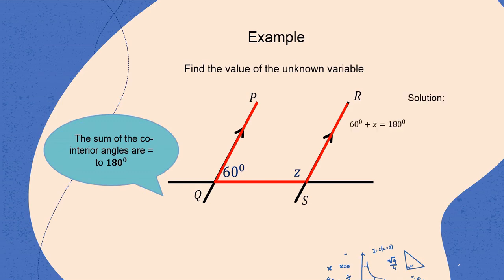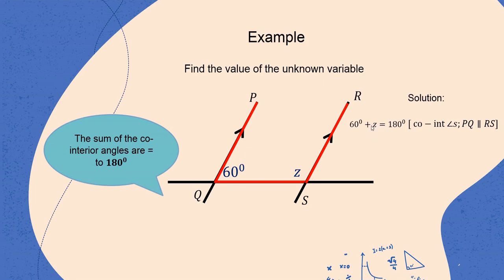Therefore, in our case, the co-interior angles are 60 degrees and the unknown angle Z. So 60 degrees plus Z is equal to 180 degrees. And we always have to give a reason. We know this because it is co-interior angles, and which lines are parallel to each other? It's line PQ and RS. Therefore, our reason will be co-interior angles, PQ parallel to RS.